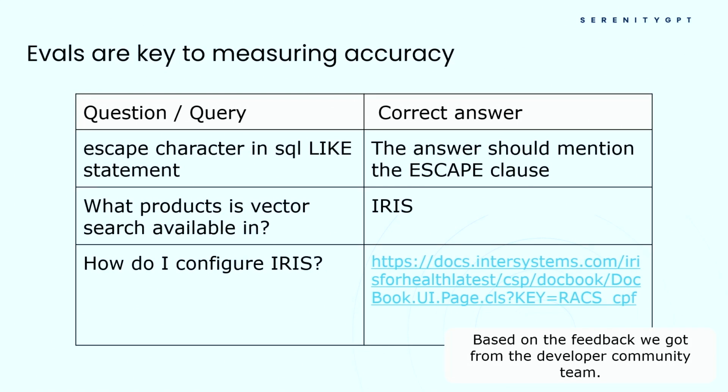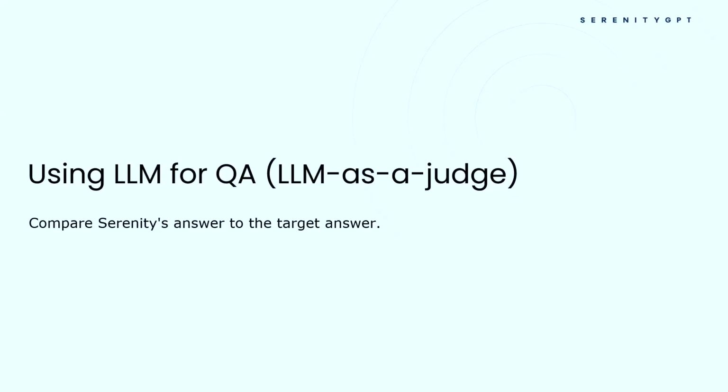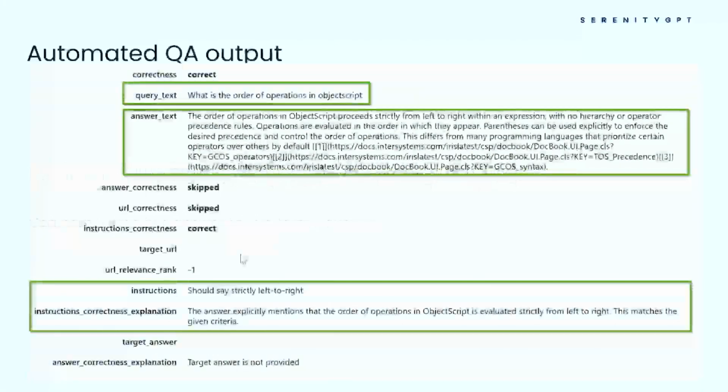And correct answers could take the form of a quick summary of what the answer should mention, or it could be a link to the page or to the document that provides the correct answer. And then we are using LLM as a judge. So we are automating QA for those validation sets.